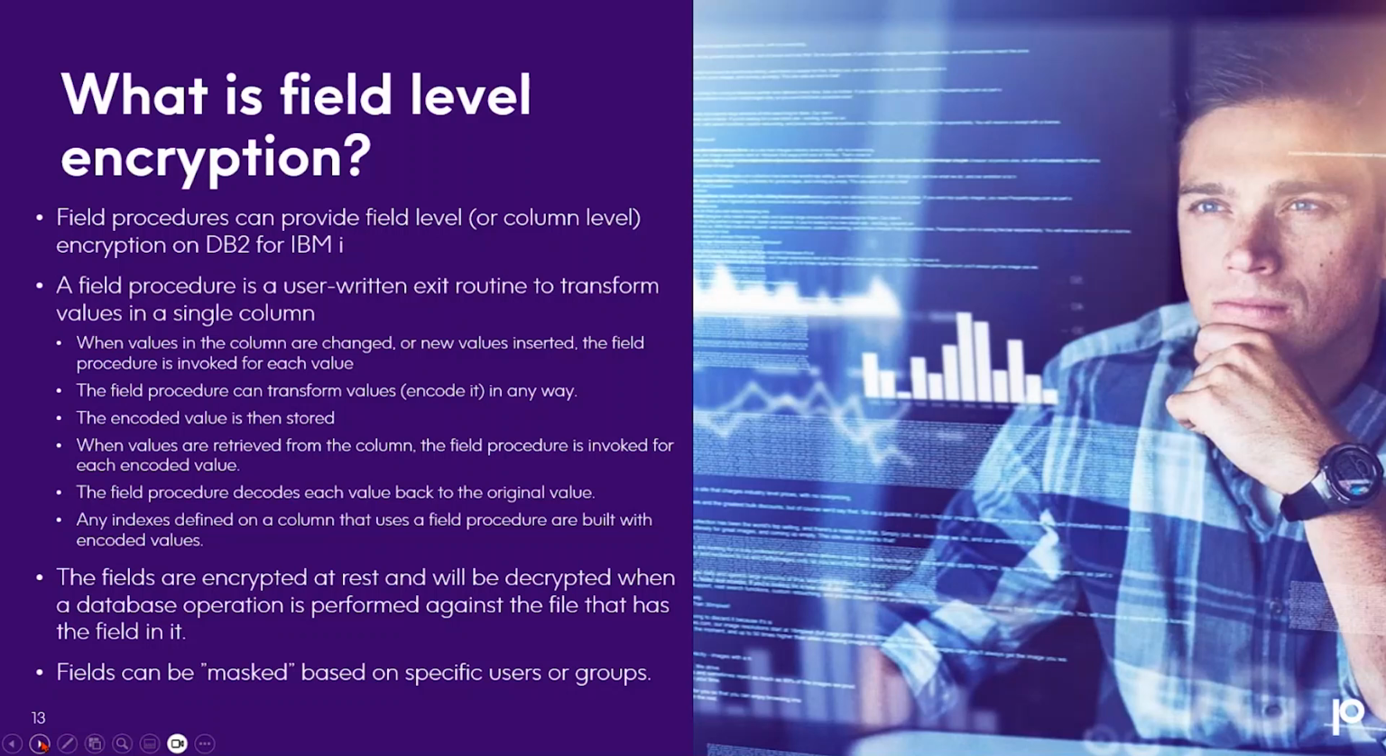And then one of the major benefits of field level encryption is that you can mask data. So not only would the data be encrypted on the disk, it can be masked so that you can have certain users that can't see the data at all, and other users that need to see the data, it can be decrypted and unmasked. Next slide, please.